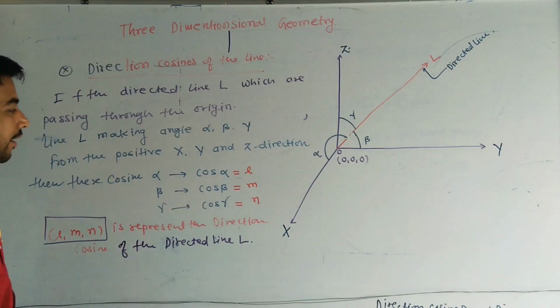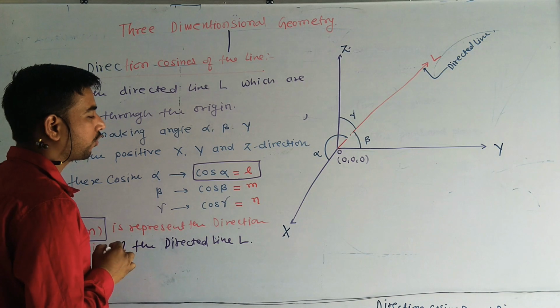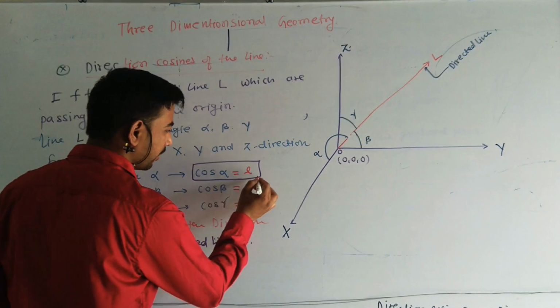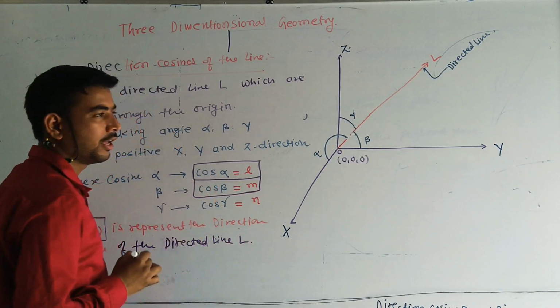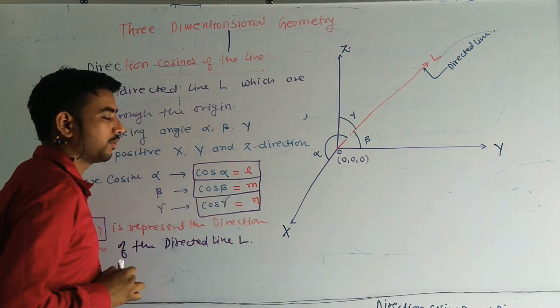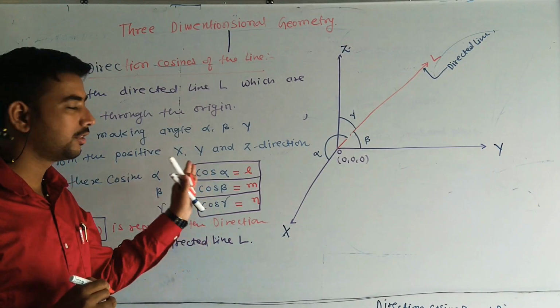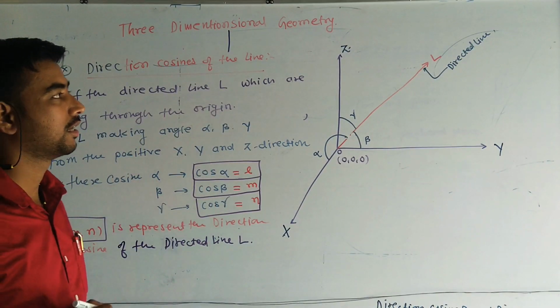So how will you find? For the L, you will use this formula, L equal to cos alpha. For the M, you will use this formula, M equal to cos beta. For the N, you will use this one, cos gamma. So this one is cos alpha, beta, gamma. This one is direction cosines.